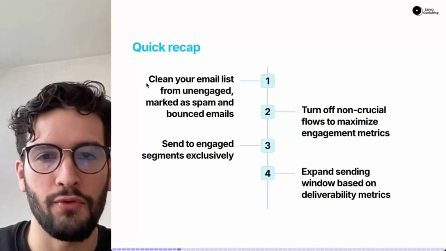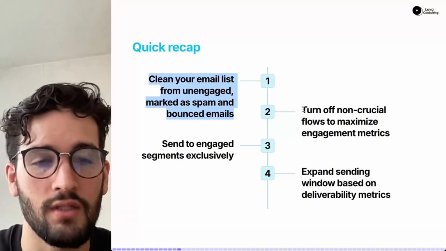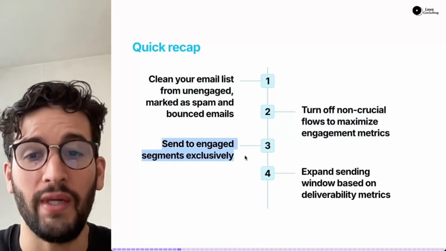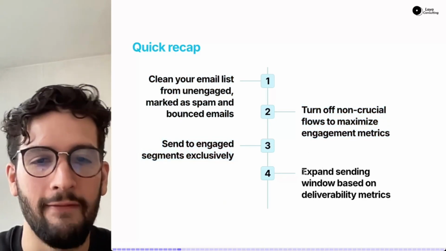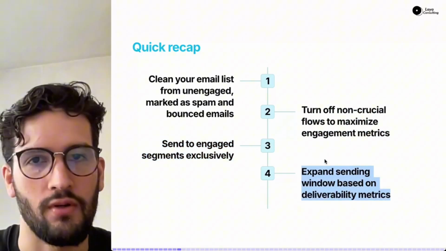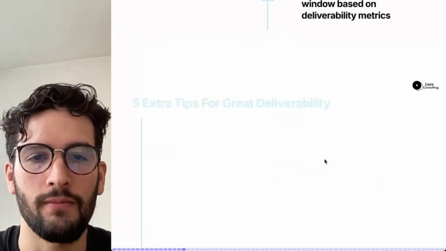Now, quick recap when it comes to deliverability, which is one of the most important pillars. First, clean your email list from unengaged, marked as spam, and bounced emails. Second, turn off non-crucial flows to maximize engagement metrics. Third, send to engaged segments exclusively. And fourth, expand the sending window based on deliverability metrics, okay? So that's that for your sending reputation.